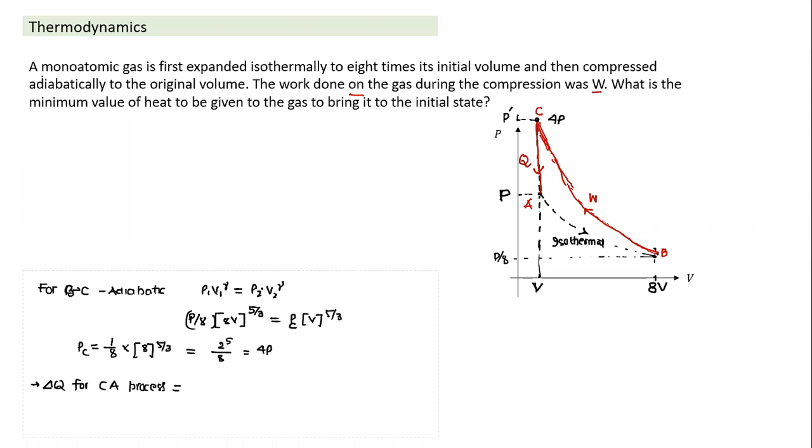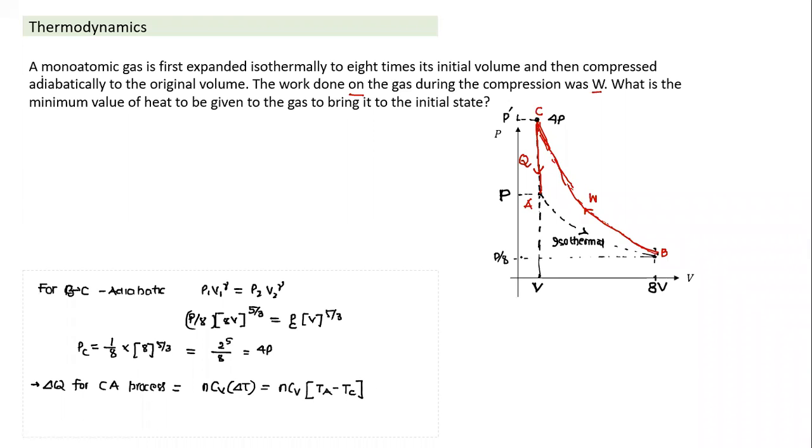What is the amount of heat in the CA process? How do you calculate delta Q? Whenever we have to calculate delta Q, if the process is a constant volume process or constant pressure process, we can use the formula. This is a constant volume process. So delta Q will be equal to, I can use n Cv delta T. So basically to calculate n Cv delta T, what are the two things I need? I need the final temperature minus the initial temperature. That will be equal to TA minus TC.